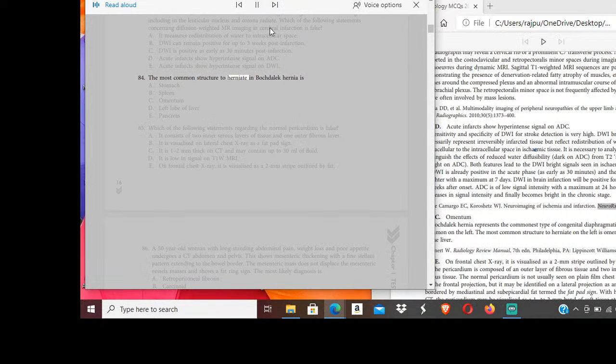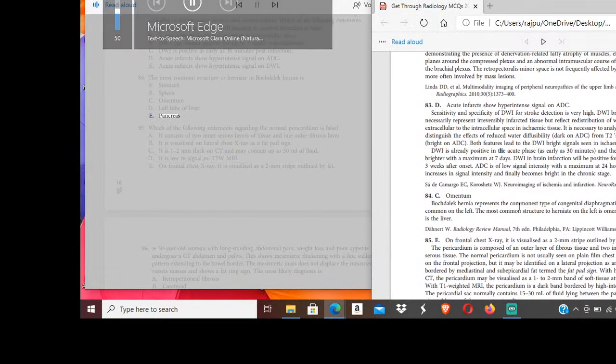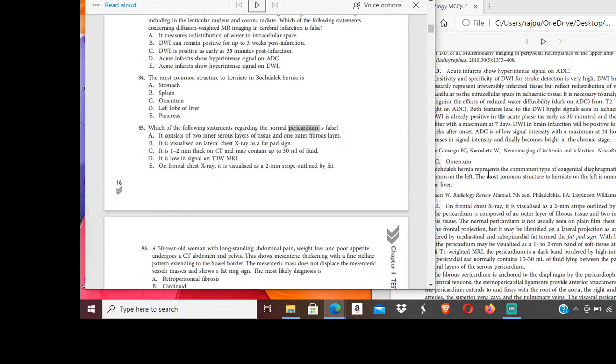Question 84. The most common structure to herniate in a Bochdalek hernia is: A. Stomach, B. Spleen, C. Omentum, D. Left lobe of liver, E. Pancreas.